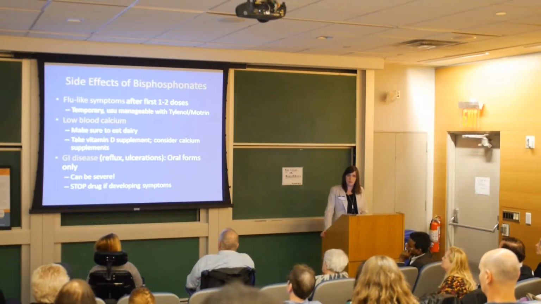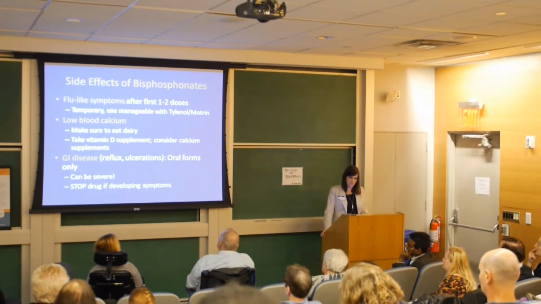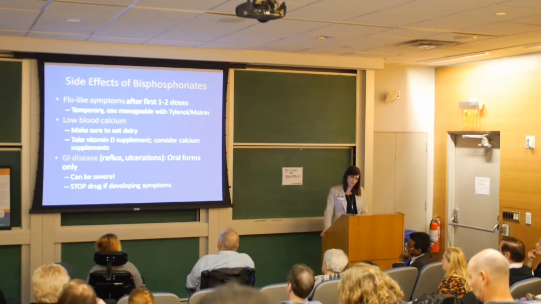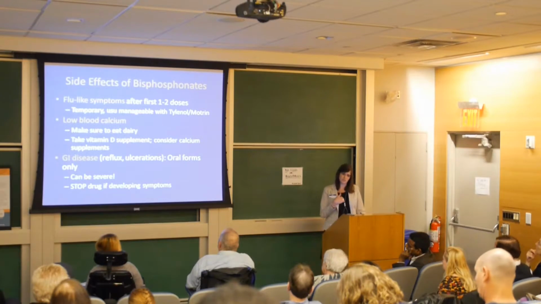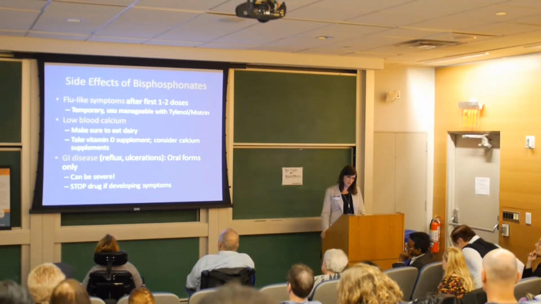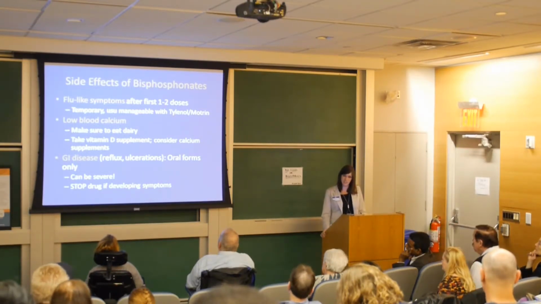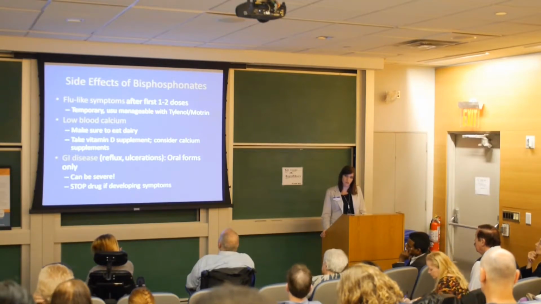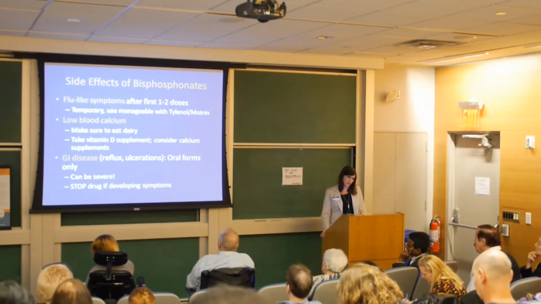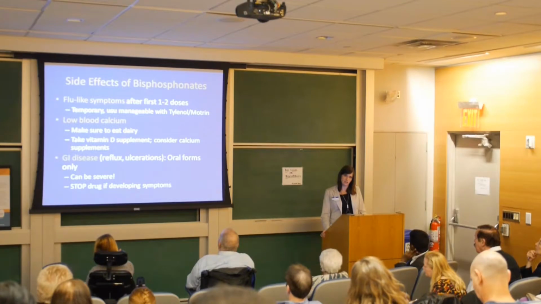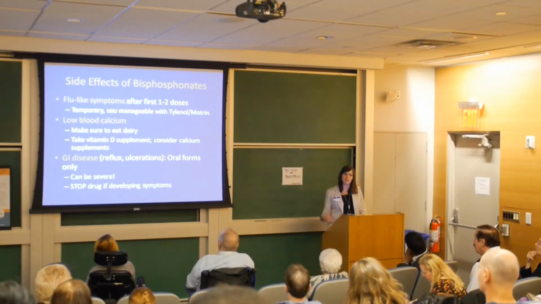GI disease can happen with the oral formulations of bisphosphonates, and this can actually be very severe. Patients can get reflux and ultimately ulcerations in the esophagus. So if anyone who is on an oral bisphosphonate gets any GI symptoms, it's important to stop the drug. And I actually don't even feel comfortable prescribing these medications to a child that I don't think is going to really be able to verbalize if they're having GI symptoms.